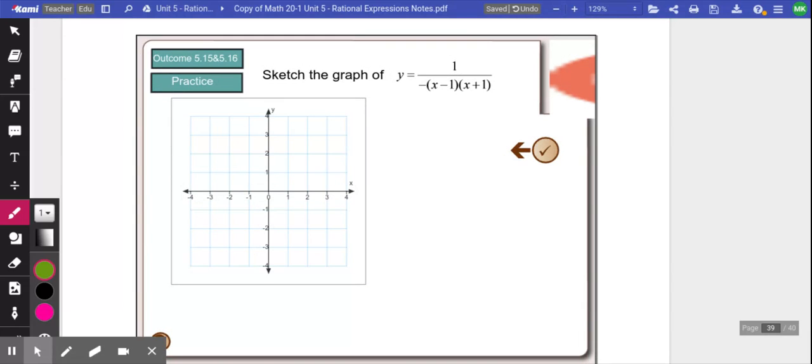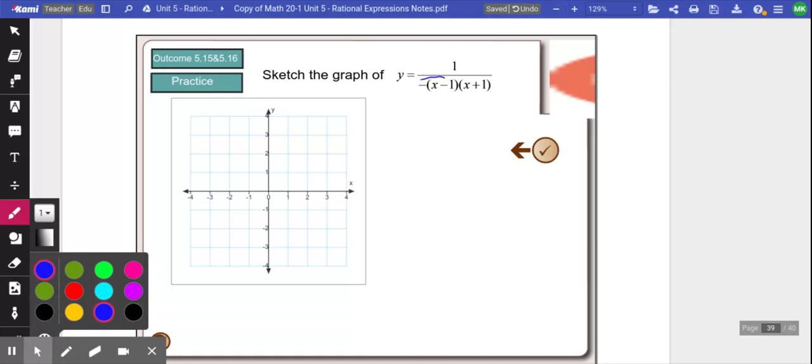Actually, don't pause it yet. I'm going to draw the bottom graph for you, and then pause the video and try your best. So this thing right here would look like this. I think. Yeah, it would look like that.